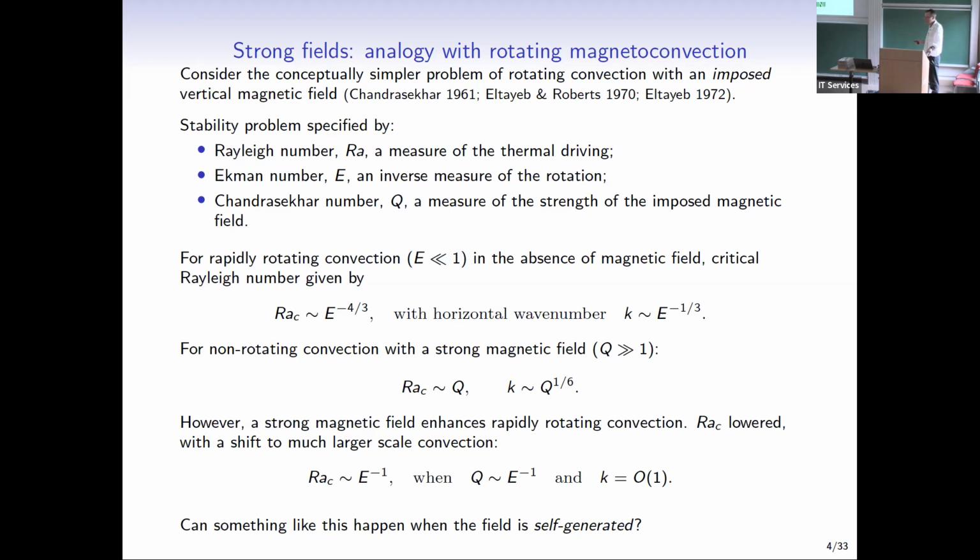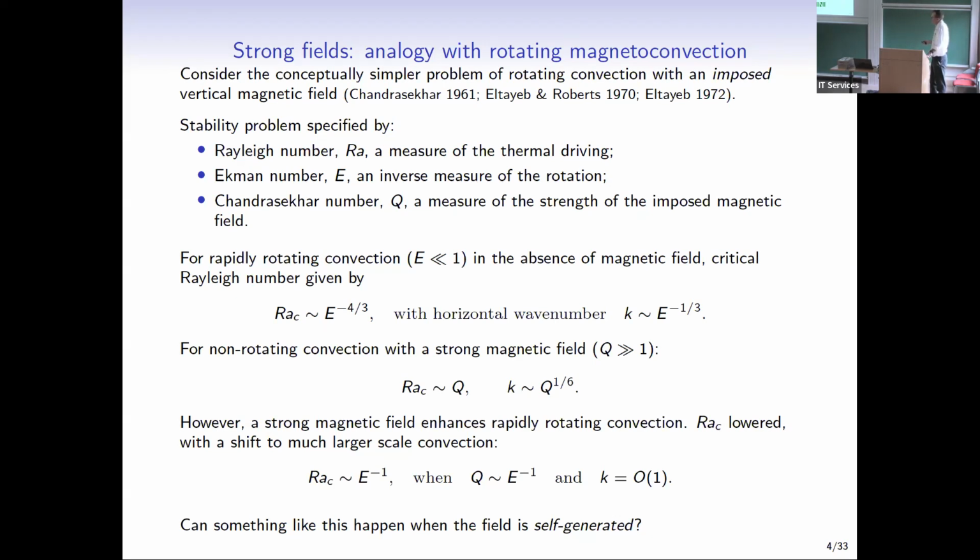the strong field can enhance. If you put the strong field into the rapidly rotating convection problem, then you can lower the critical Rayleigh number from Ekman to the -4/3 to Ekman to the -1 at a certain Q. And crucially, you shift the scale, all the way from E to the -3 all the way to order 1. Okay. And interestingly, this is one way. You have to put the field into the convection to do this. You can't put the rotation into the magnetic convection. That is always stabilizing.